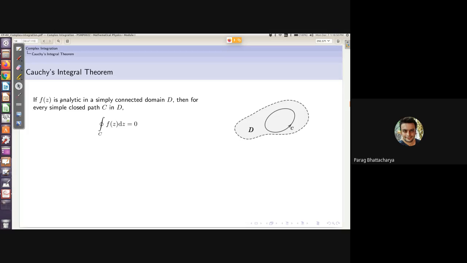So now let's say I have a complex function f of z, and this complex function f of z is analytic. You know what is analytic, right? We already know the definition of analytic in a simply connected domain. So what do you understand by a simply connected domain? That domain does not have any holes. That's another way to look at it.